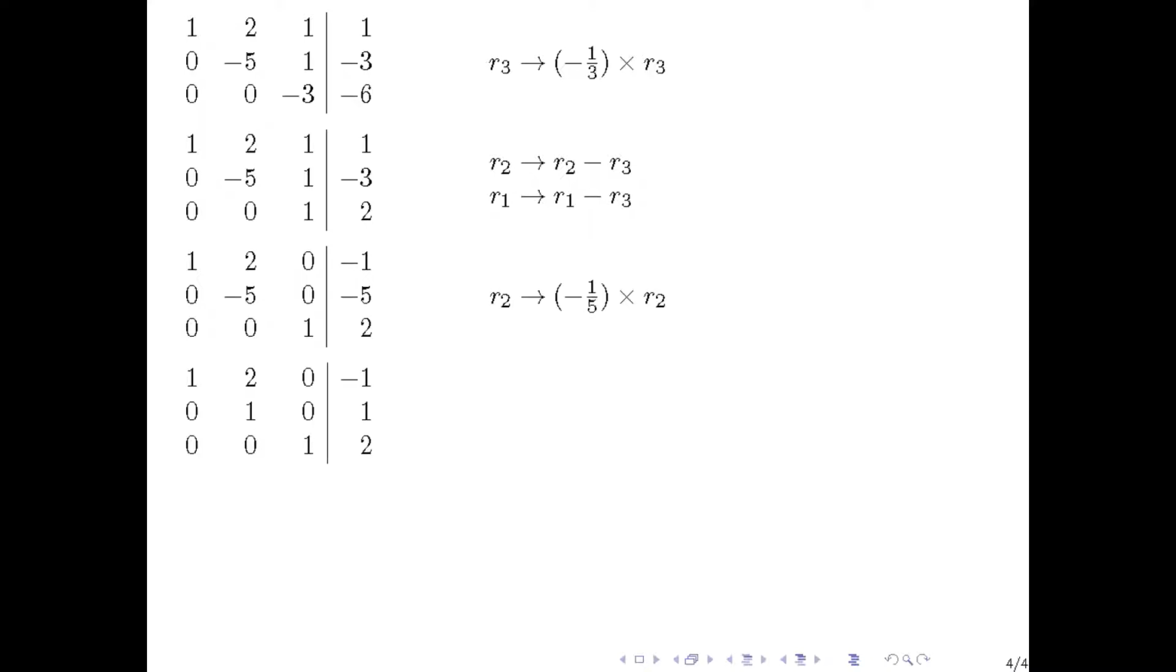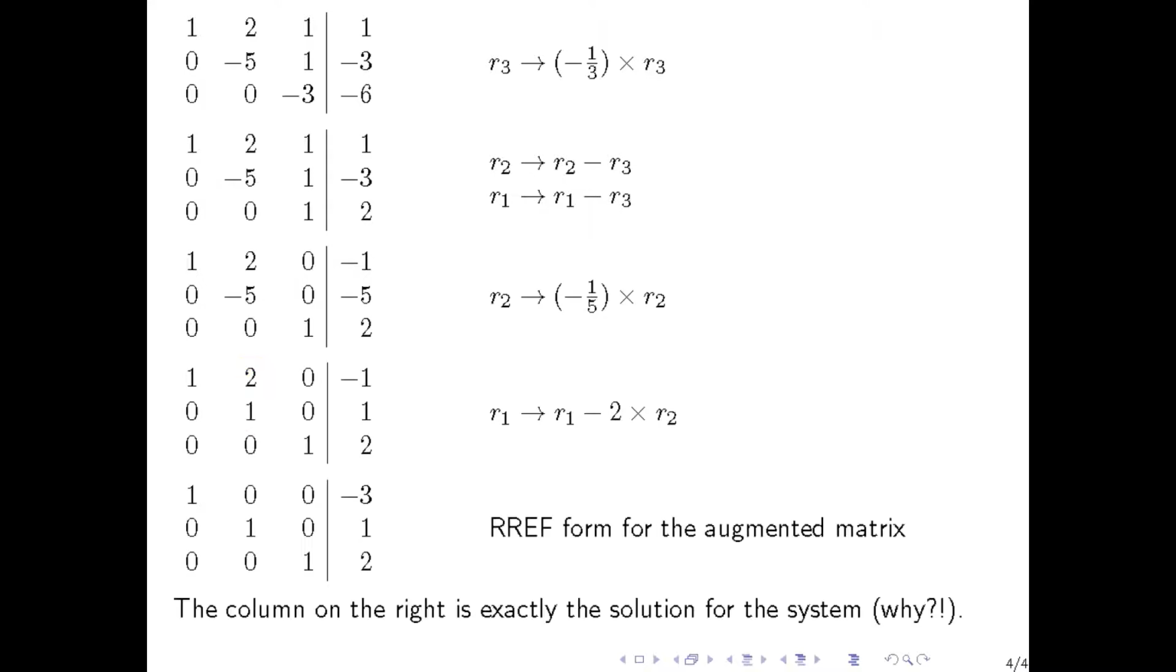Next, we divide row 2 by -5 to make 1. Again, we use the number 1 to zero out the entries above it. In this case, we subtract 2 times row 2 from row 1. And congratulations, you have obtained the row reduced echelon form for the augmented matrix of the original linear system. Do you notice that the column on the right is exactly the solution for the system? Why? Think about it.